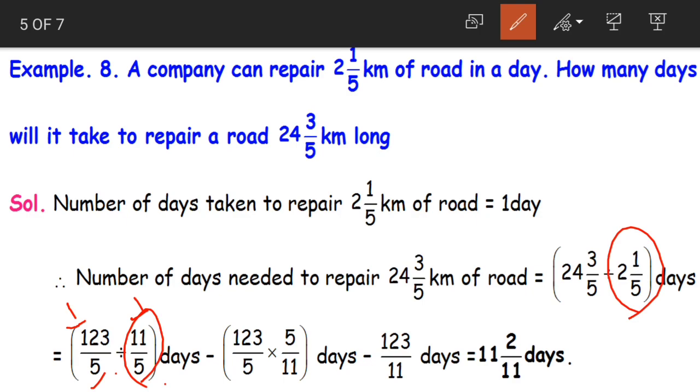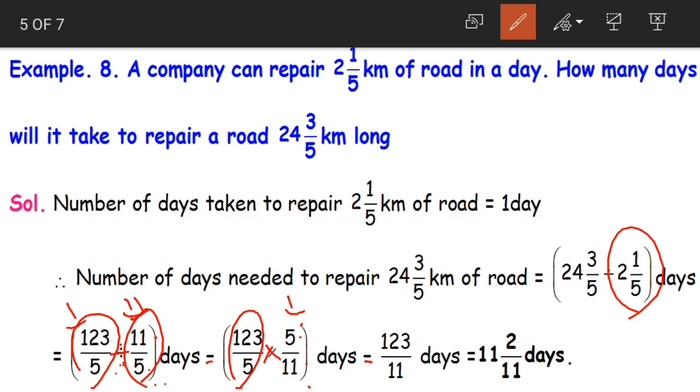How do we divide? First fraction written as it is. Now in the next fraction, instead of the division symbol, what do we put, students? We put the multiplication symbol, and the next fraction, which is the divisor here, we write the reciprocal of it. 11 by 5 becomes 5 by 11.